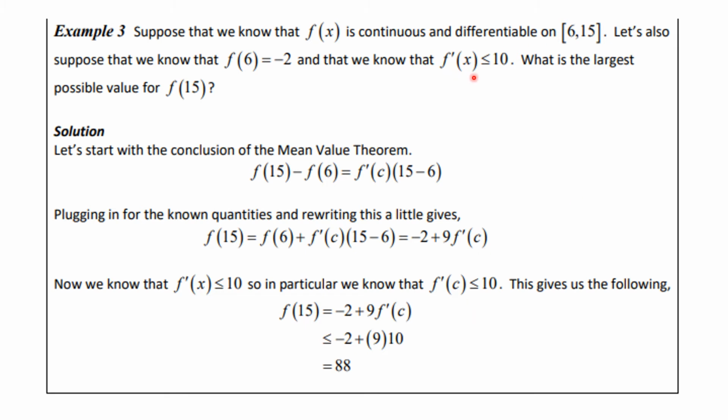But we know that f prime at c is less than or equal to 10. So this is less than or equal to 10. So you see we have f of 15 is equal to this, which is less than or equal to minus 2 plus 9 times 10. So I do this calculation and I get 88 is the answer to this problem.